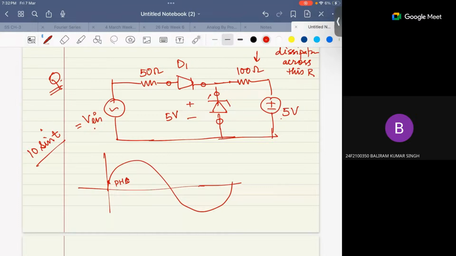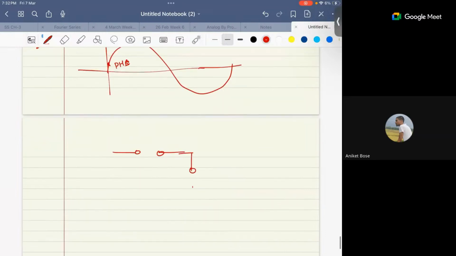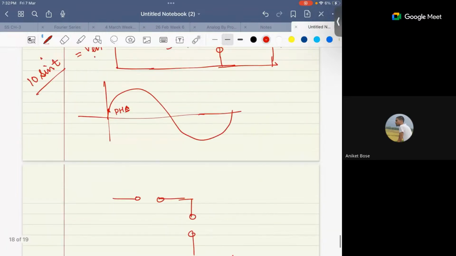Now, if you have to justify whether the assumption you have made is correct or not, you have to check also, right? So if you have to check the assumption, let's say this is also open circuit, and here you have a 100 ohm resistance and you have a potential of 5 volt.